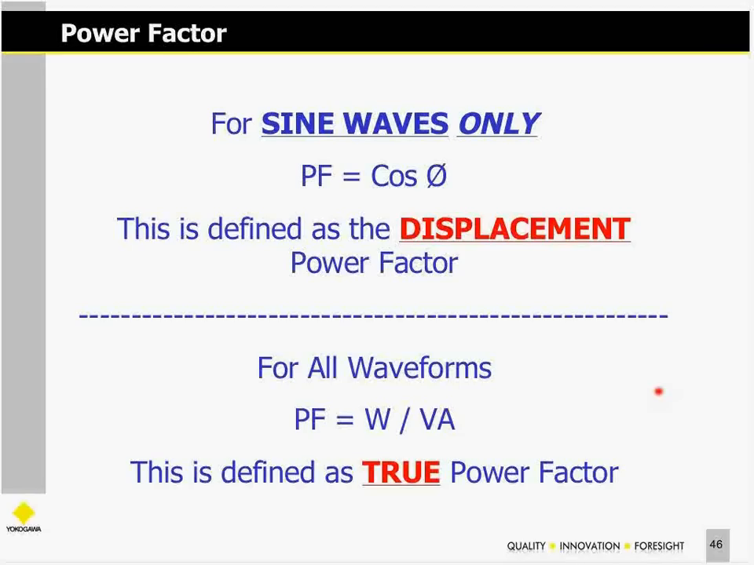So for a sine wave only, power factor can be defined as the cosine of the angle between voltage and current. And this is what we call displacement power factor. But for all other waveforms, all of our distorted waveforms with harmonic content, we have to look at true power factor, which is watts divided by VA. And this works on any type of waveform, because we're looking at watts and VA with all the harmonic content.